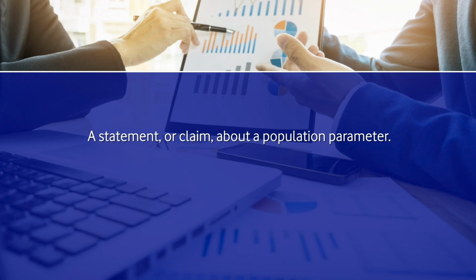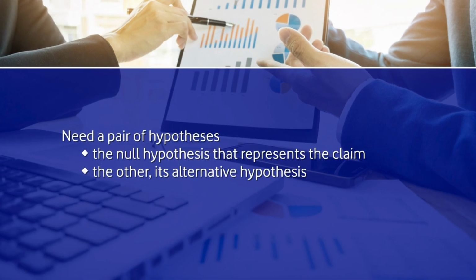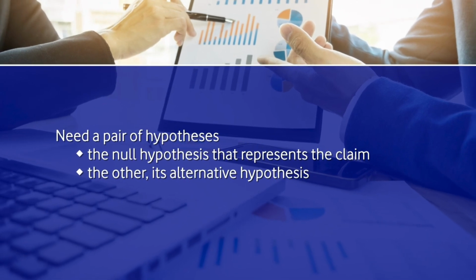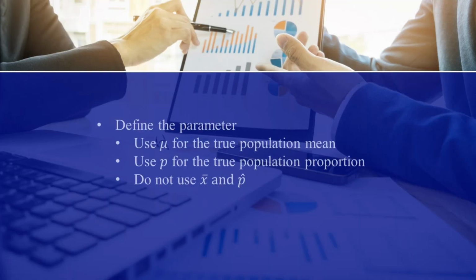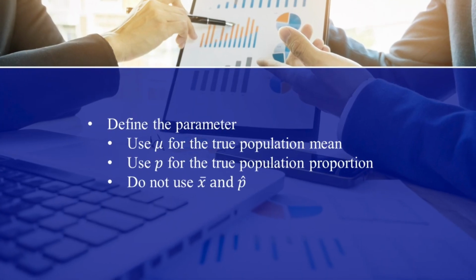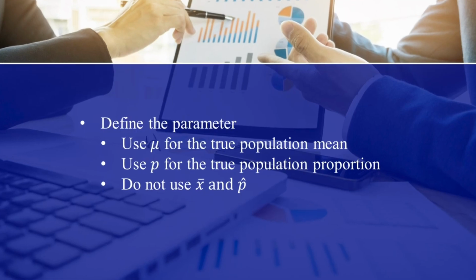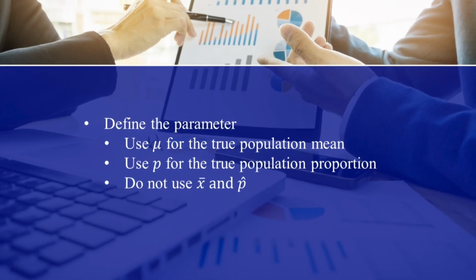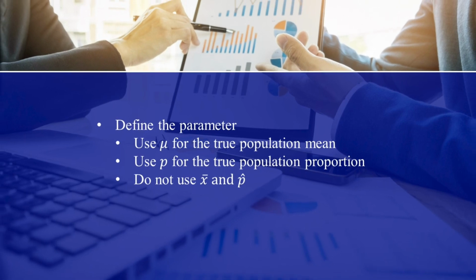So if we go into the backdrop, statistical hypothesis is a statement of claim about a population parameter. Need a pair of hypotheses, the null hypothesis that represents the claim, and the other is the alternative hypothesis. So if the null hypothesis is rejected, automatically the alternative hypothesis is going to be accepted, or vice versa, whatever the case could be. So we have to define the parameter, use mu for the true population mean, use P or rho for the true population proportion, do not use x bar and p.